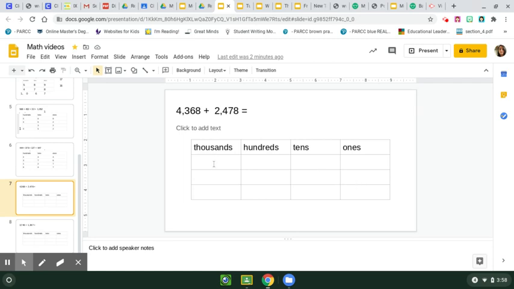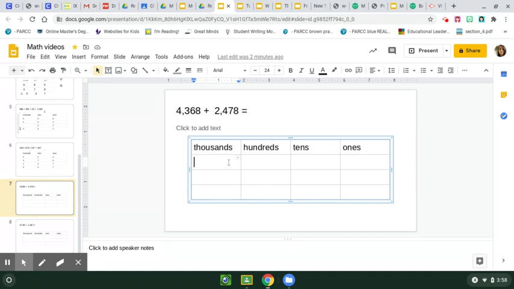All right, so I'm going to put my 4, because I have 4,000s. I'm looking at this number, 4,368. So I'm writing my 4,000s, my 300s, my 6 tens, and my 8 ones. And I'm going to go to my next number. And now I have 2,000s. I have 400s. I have 7 tens. And I have 8 ones. And we're going to add them up.